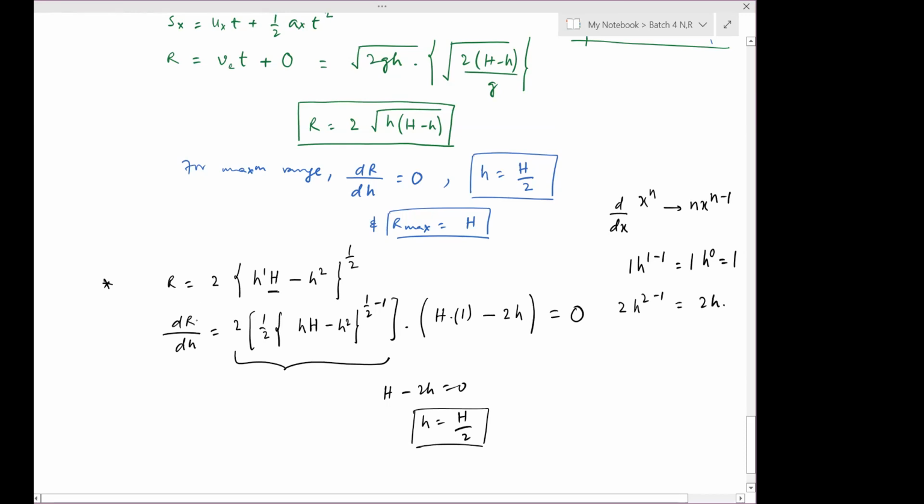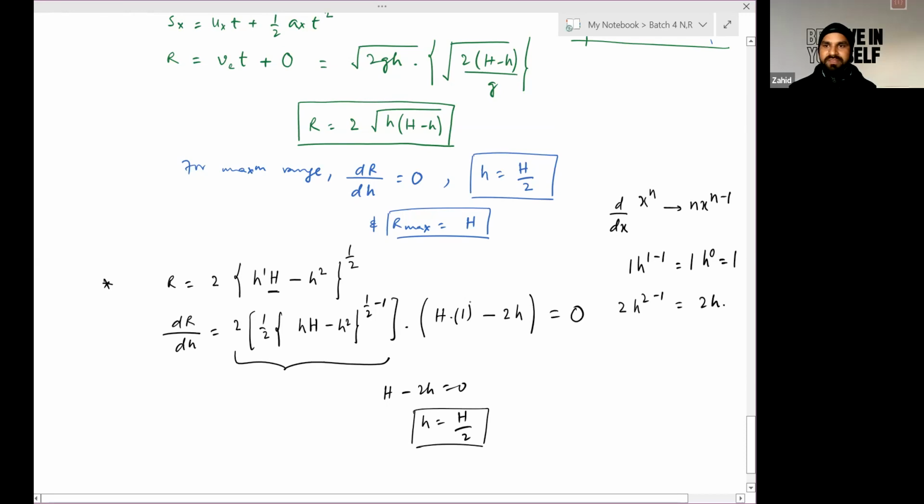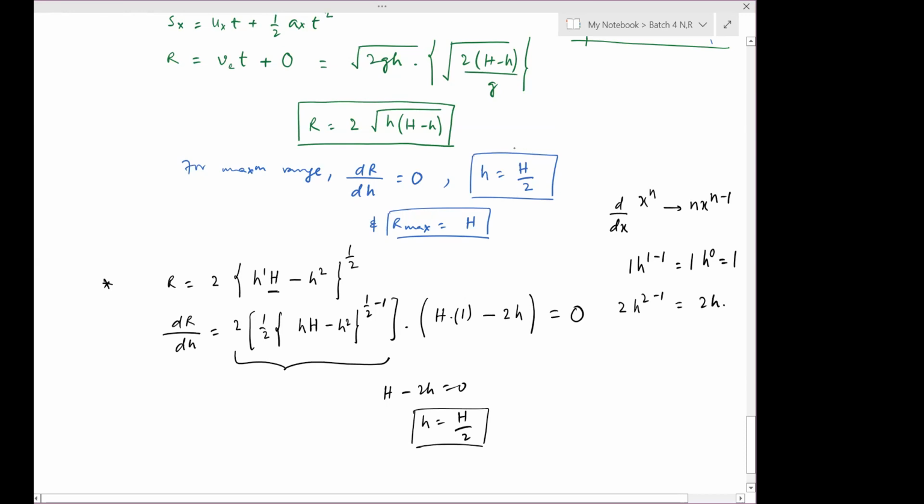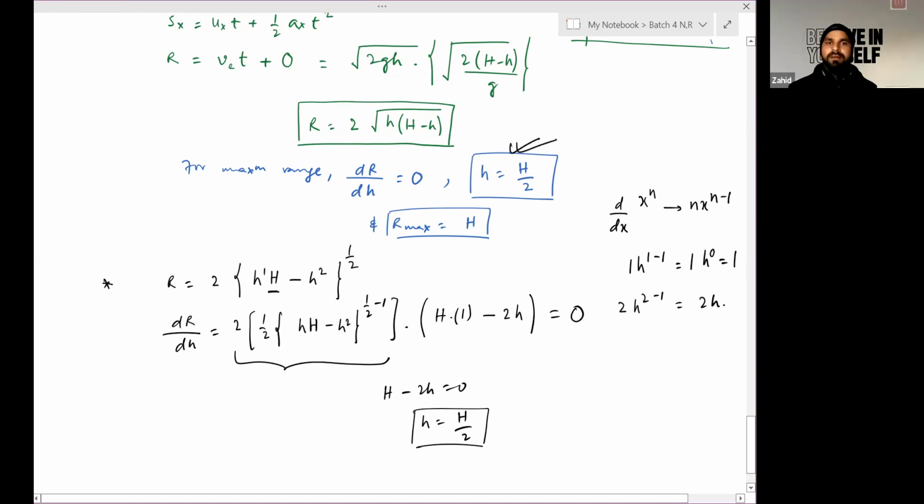So you don't have to revise this entire part. You have to keep in mind only this: if a hole is cut at the midpoint of the tank, it will give you the maximum range. That's it.